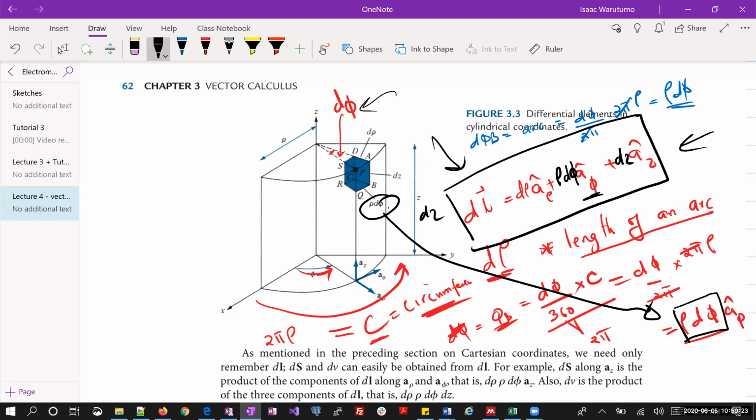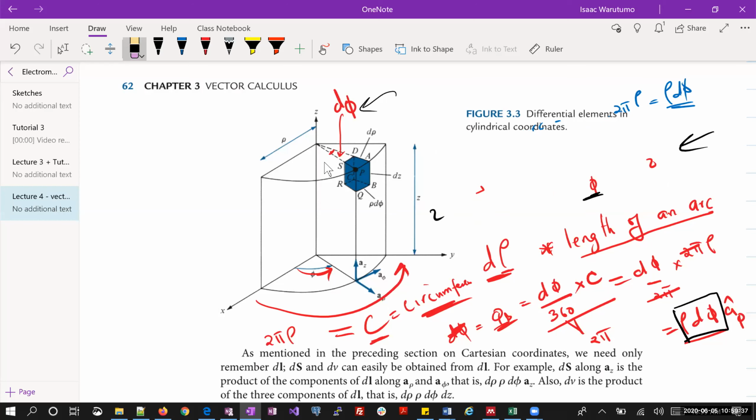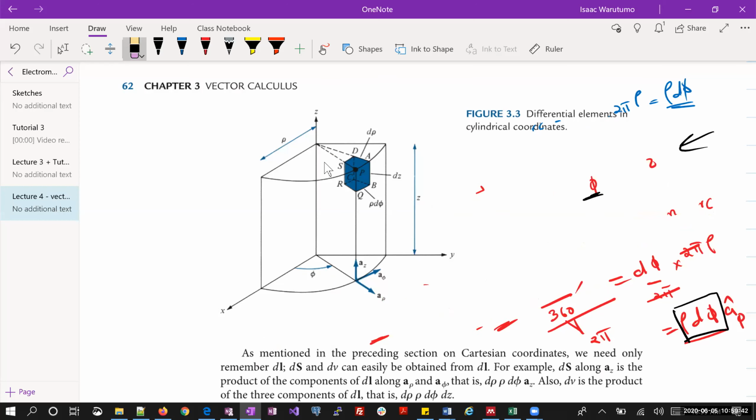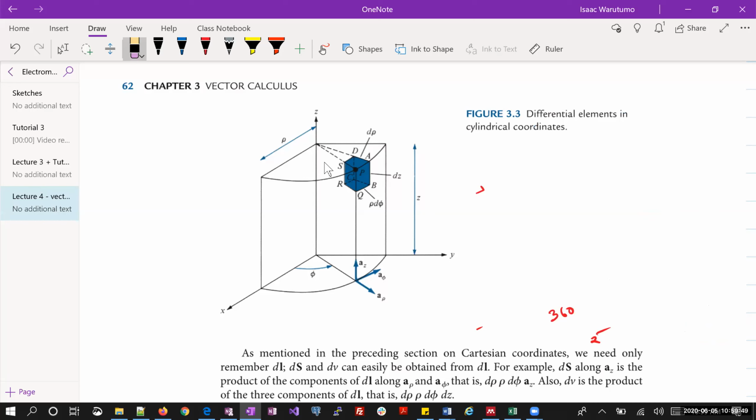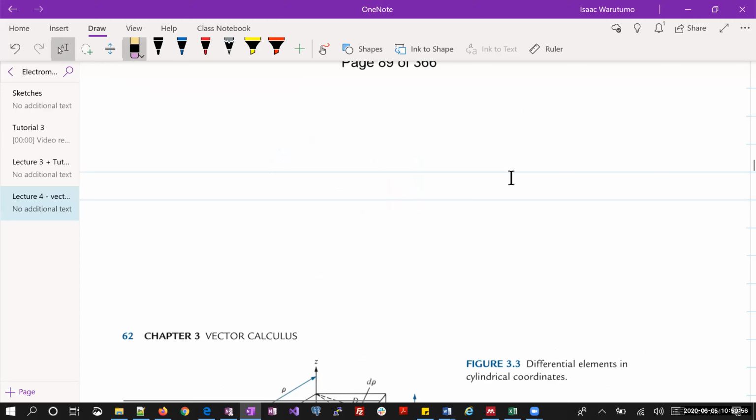You must endeavor to make sure that you don't get lost at that point, because if you do, you will be in trouble for you to progress forward. So I'm wrapping this up now. We have derived the elemental length in the cylindrical coordinate system. Once we have done that, I think we should now be able to move to the elemental surface area in cylindrical coordinate system.